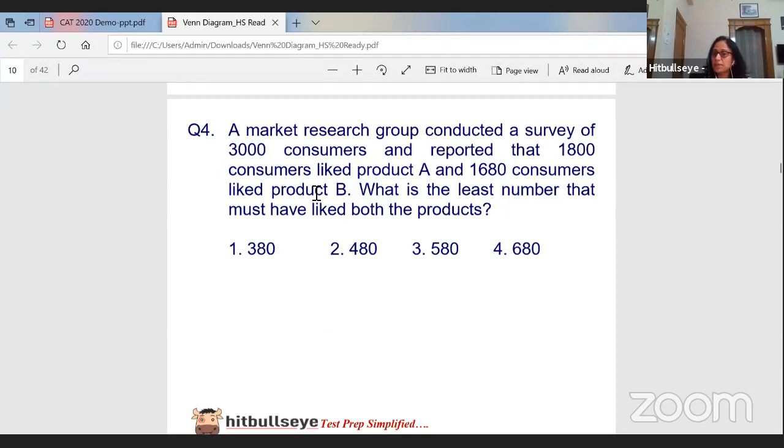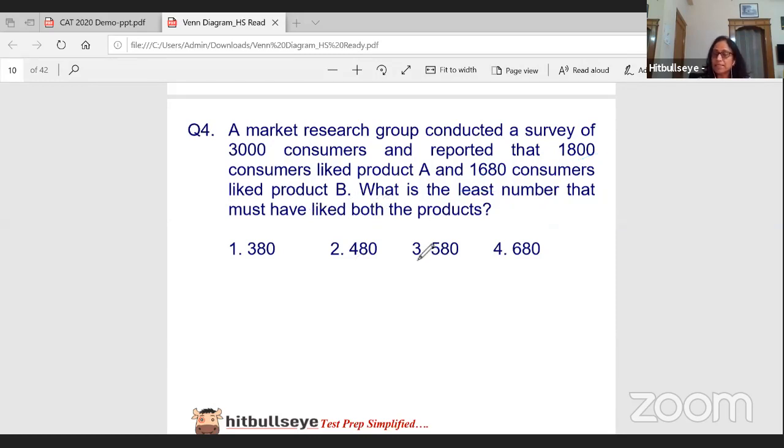Okay, so for maximum, I have told you a shortcut. For maximum, you just take the minimum of the two numbers given to you. Had this question been for the maximum number of people that will like both, you would take the minimum of the two numbers and the answer would be 1680. So 1680 will be the answer for maximum. This question, however, is for minimum.